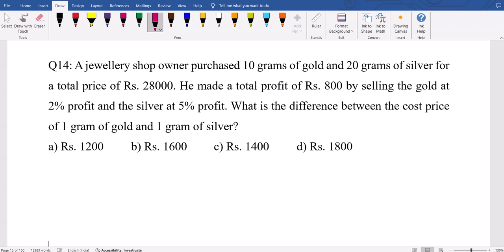Okay. The cost price difference of gold and silver is what the question asks. This is maybe from long back; nowadays 10 grams of gold itself is going close to 1 lakh. Okay, but here, fine. Along with 20 grams of silver, they are giving it as 28,000. Maybe the purity may be less.